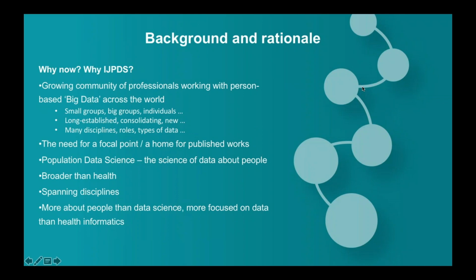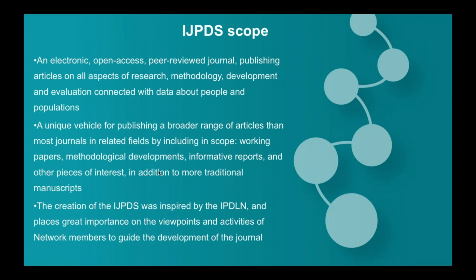In terms of the scope of the journal, some of you may have already looked at it. You're very welcome. It's just IJPDS.org. We've been running now for 18 months. It's an electronic open access peer-reviewed journal, and we publish articles on all aspects of research, methodology, etc. We're not limited to just research articles. I know some journals are tighter than others in terms of their scope, but because the work of population data science includes infrastructure development, privacy, public engagement, and the methodological developments needed to work with the data, we needed a scope that allows those pieces of work to be published. Otherwise, we wouldn't really be serving you as the community.